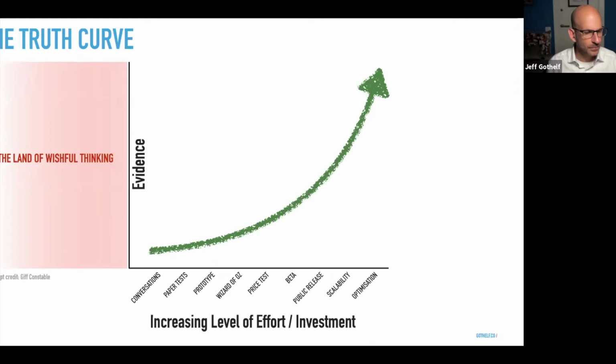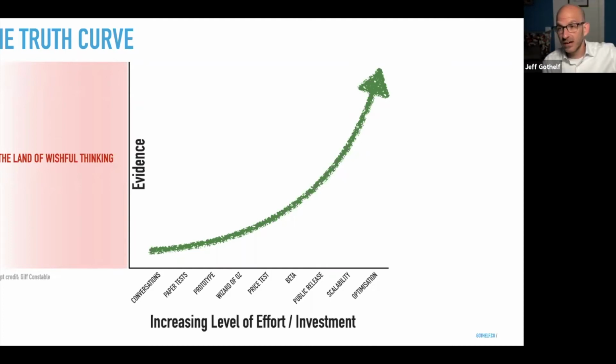Now, if we know very little about our hypothesis, it's a brand new idea, it's a thing we just came up with, we're kind of over here on the left in the land of wishful thinking. We like this idea, but we have no idea if it's valid. And so in this particular case, we are going to spend as little as possible on our experiment to learn something, to collect some evidence about this particular hypothesis.